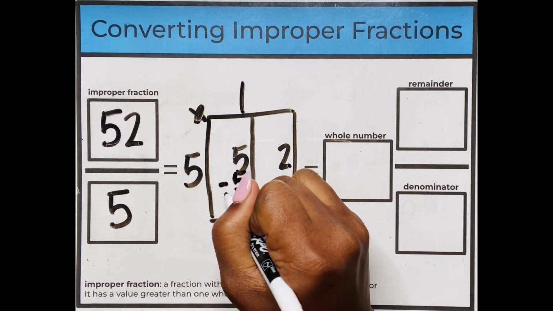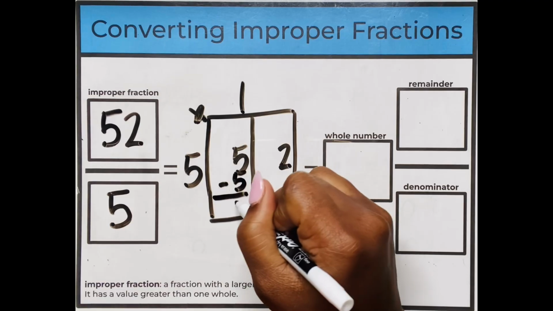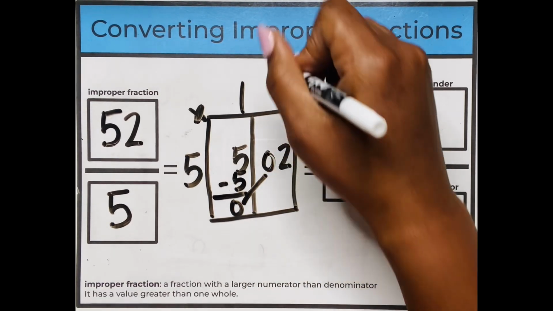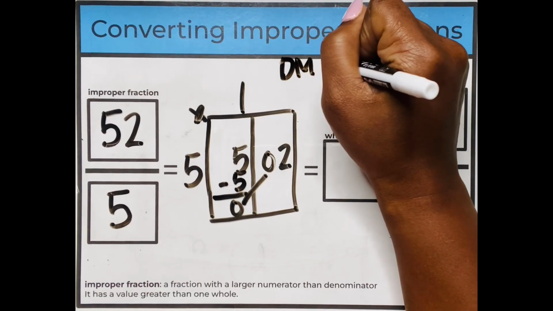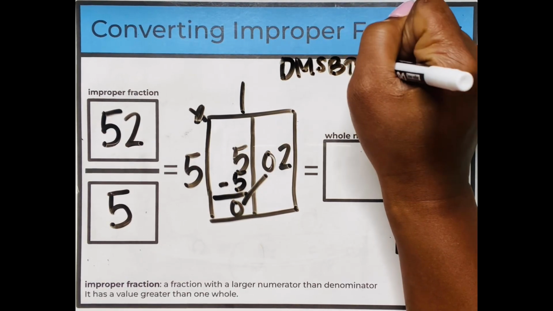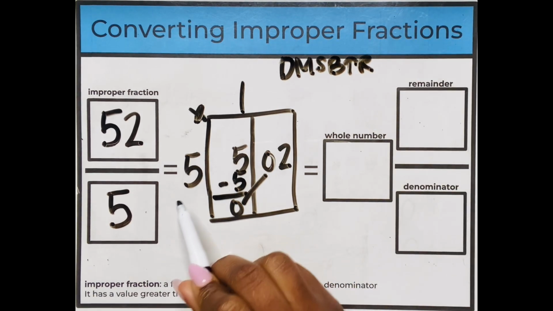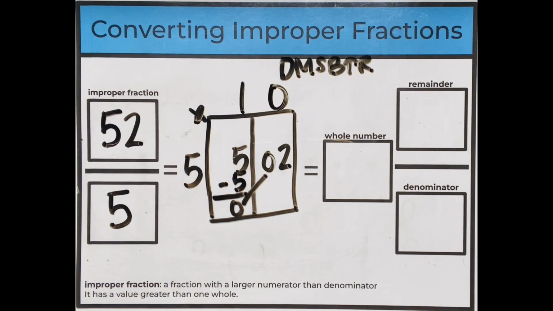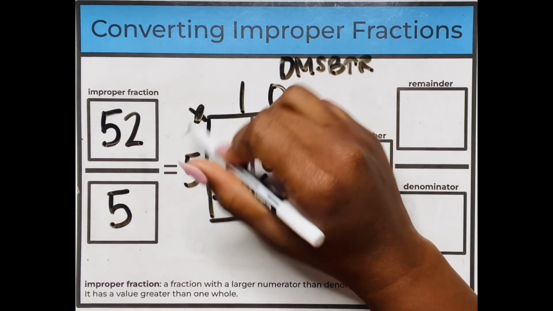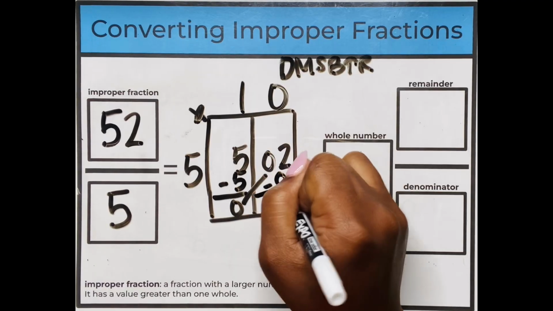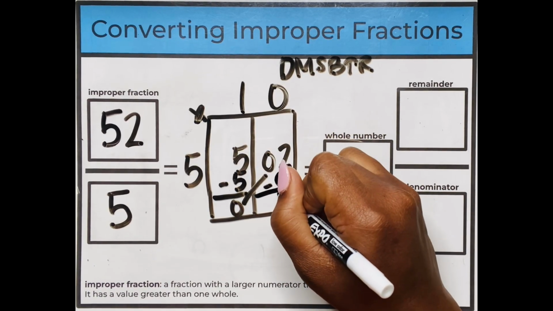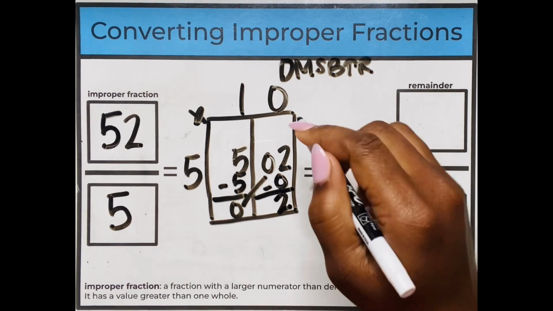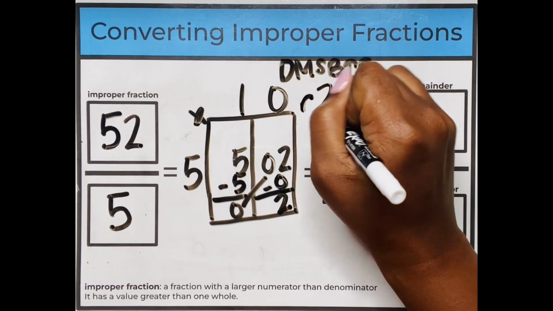After we multiply, we subtract. 5 minus 5 is 0. After we subtract, we bring up that 0 and repeat the process. Divide, multiply, subtract, bring up, and repeat. 5. Can 5 people share 2 spoons? Ew, they cannot. Then we multiply. 0 times 5 is 0. Then we subtract. 2 minus 0 is 2. All right, we're done.